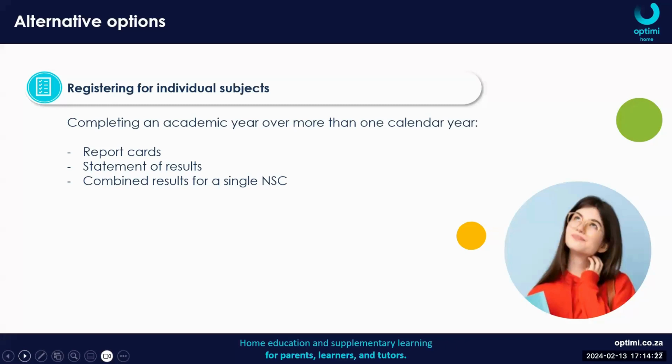One of the options that a parent has is to register for individual subjects. Some of the examples that we've heard over the years are instances where parents know that my child will not necessarily be able to obtain any form of qualification. But it is important for me to do languages with my child, or it might be important for me to do mathematics with my child. And in those instances, parents opt to register for an individual subject.